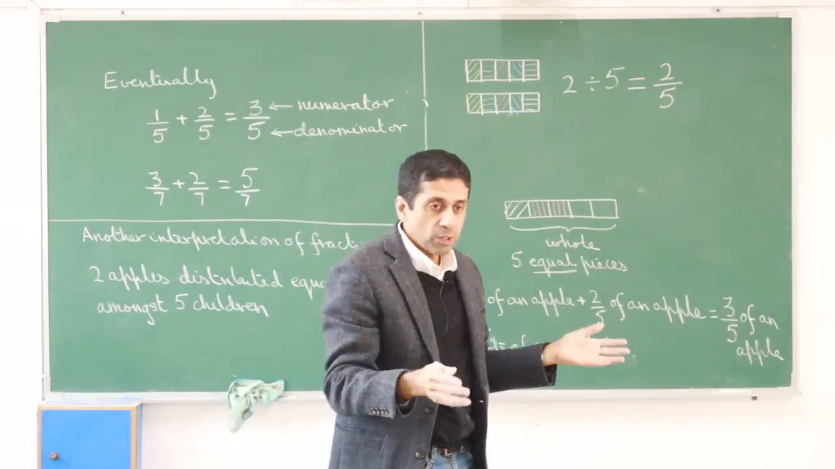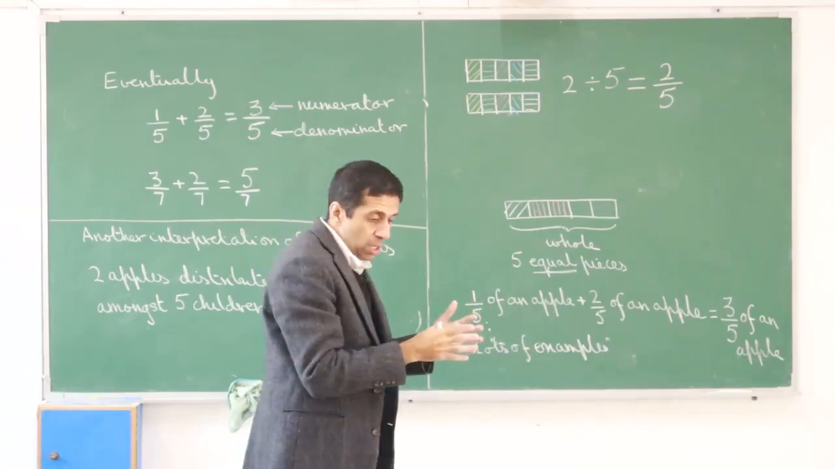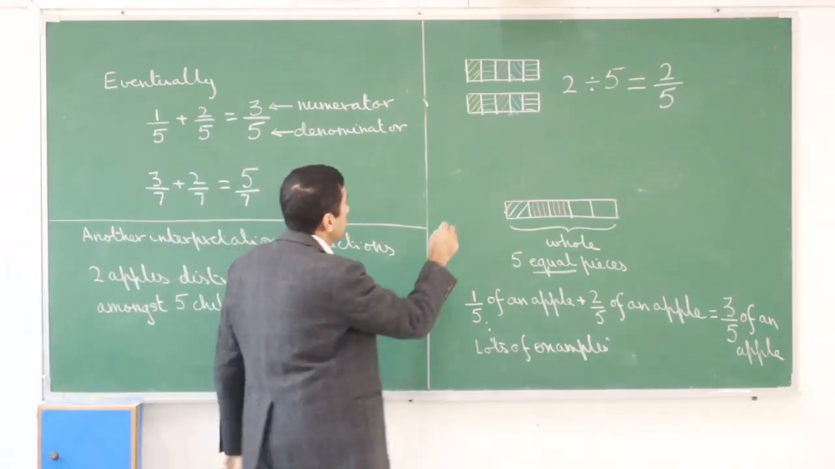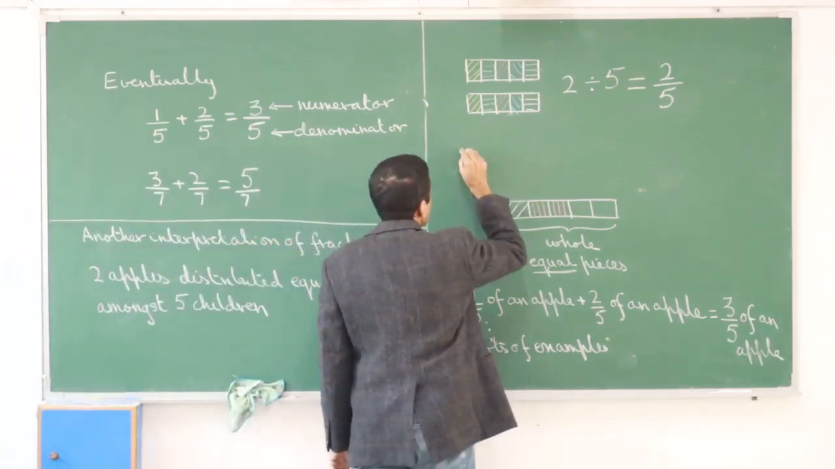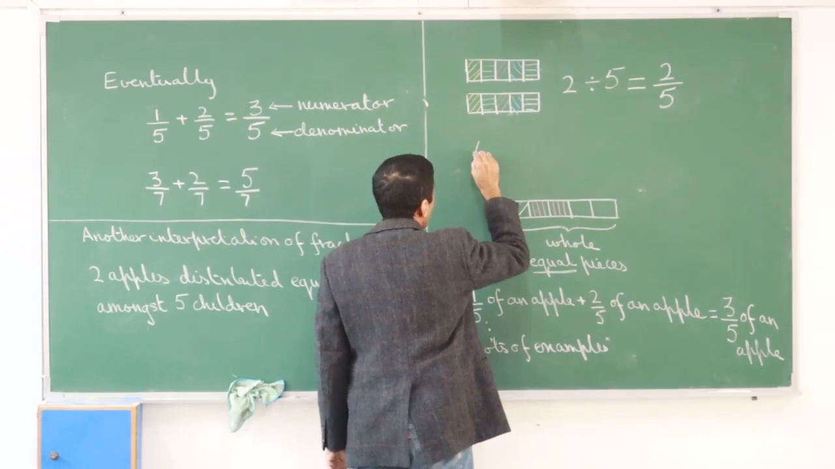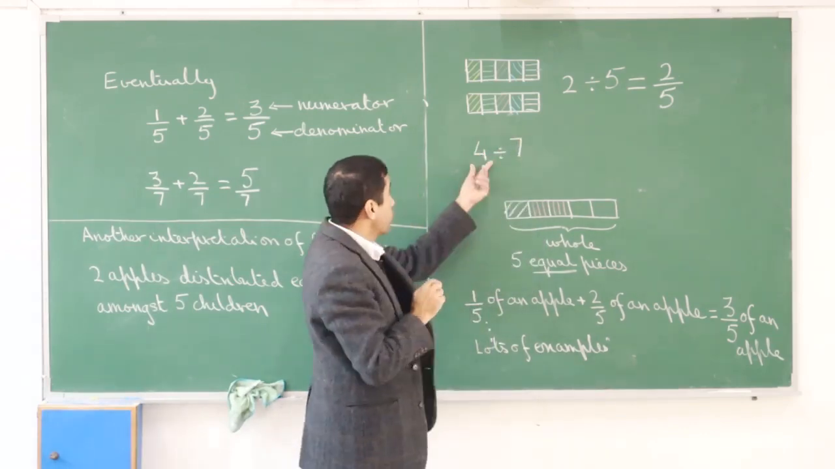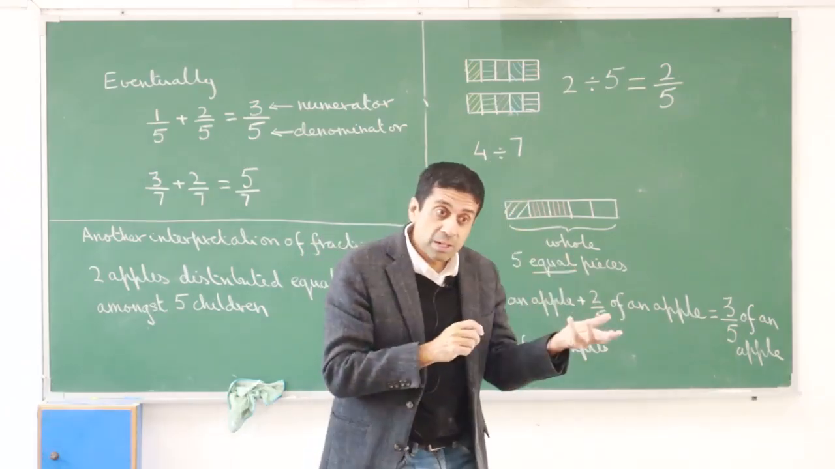It could be 3, 5, 7, whatever. Yeah, that's one interpretation. The second is you have a bunch of things. So if I ask you what is 4 divided by 7 equal to, now we have a question: we have 4 chocolates and we want to distribute them equally among 7 children.